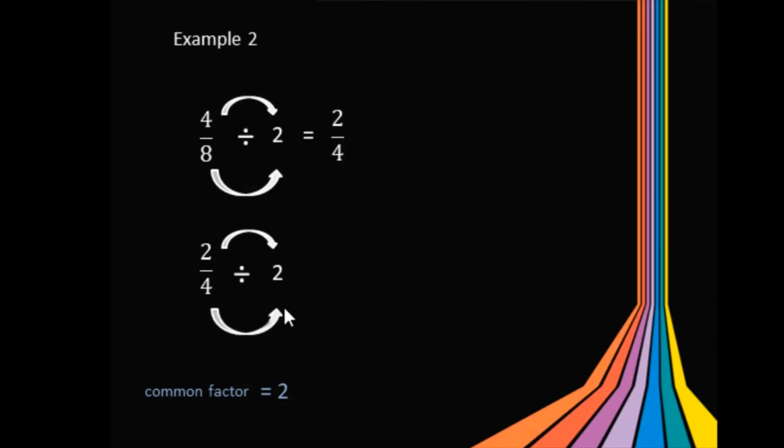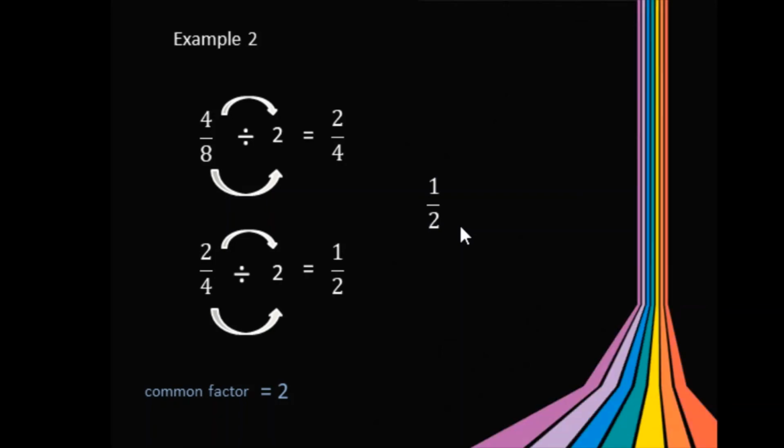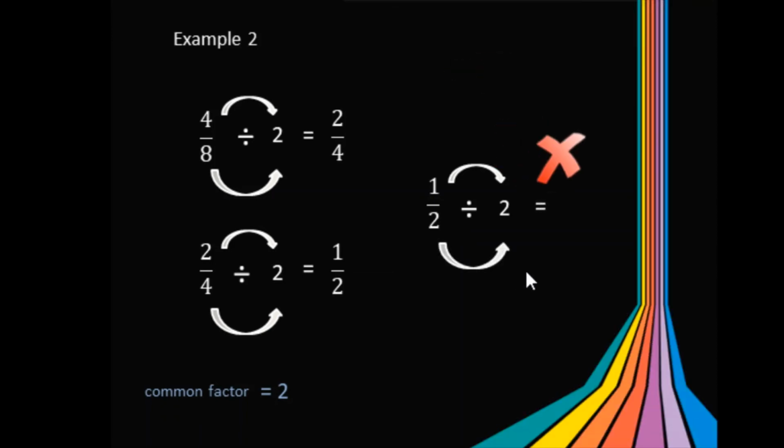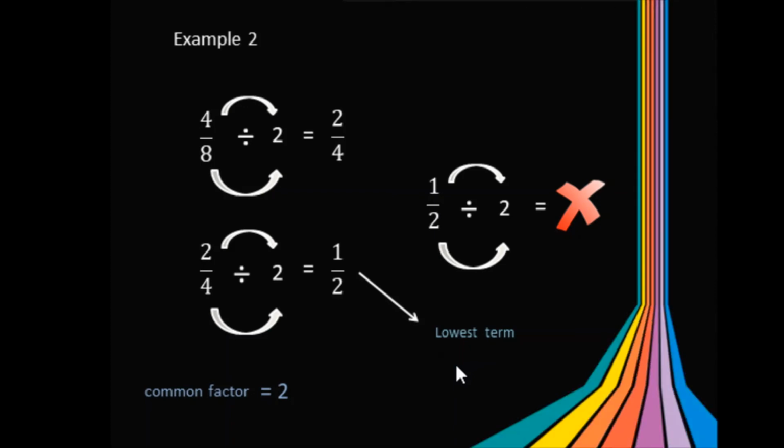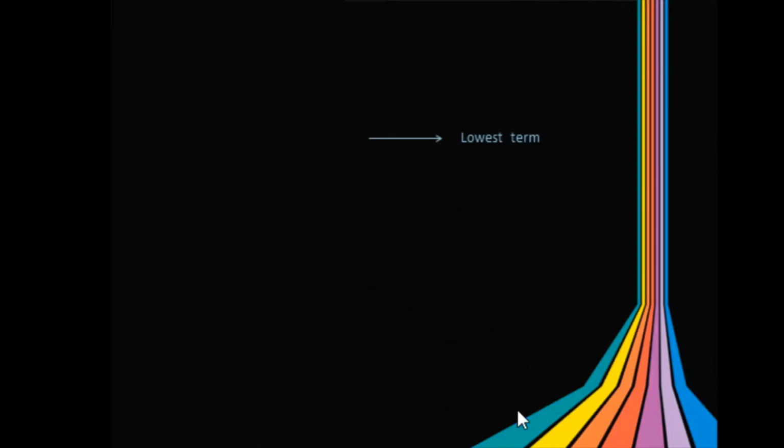Okay. What's the answer? 1/2. Very good. Now let's try if 1/2 is the lowest term already. Follow the same steps. Cannot. So our lowest term is 1/2. Okay, let's have another example before we move on to your exercise.